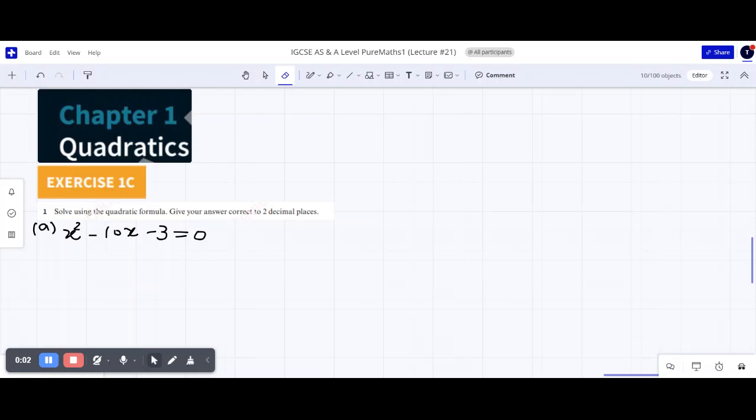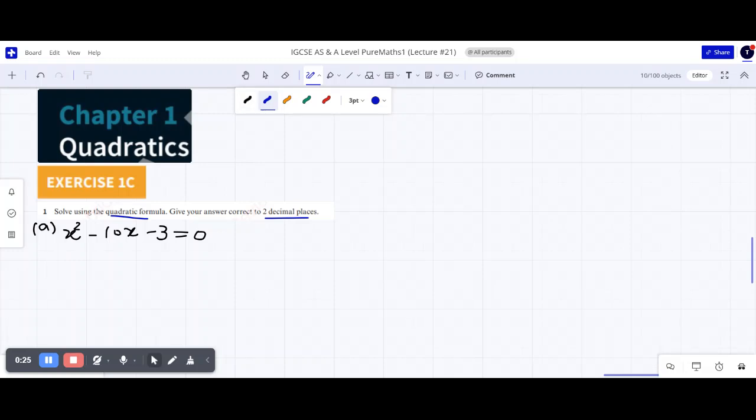Assalamu alaikum, dear students. Exercise 1C, question number 1. Solve using the quadratic formula. Give your answer to two decimal places. Part A is x squared minus 10x minus 3 equals 0.